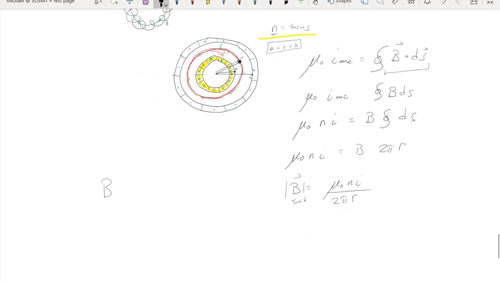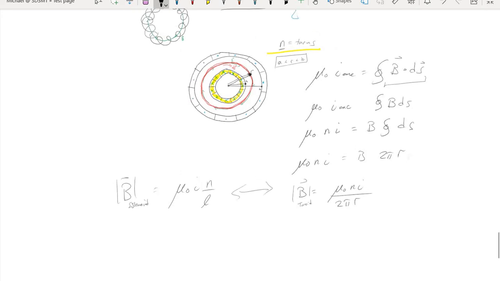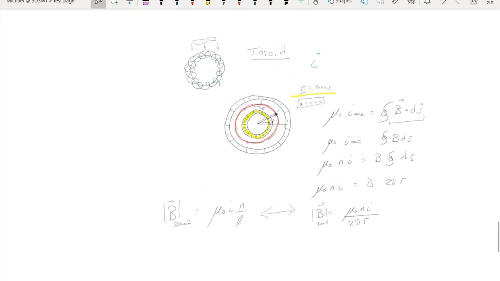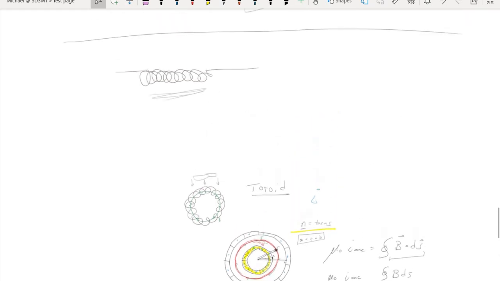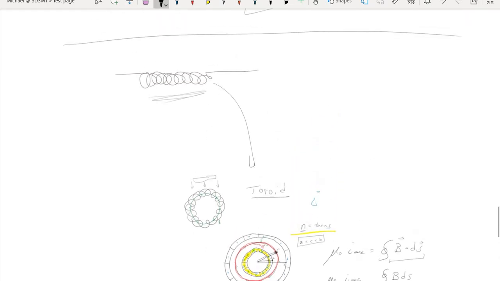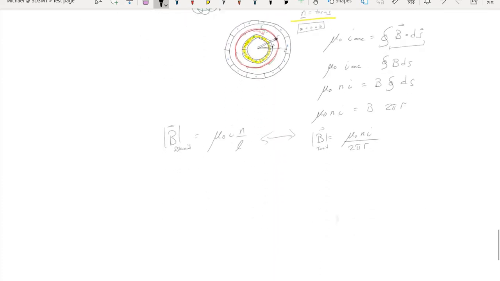If we compare that to the magnetic field that was produced by the solenoid, that was the expression for the solenoid. Well, how is that really any different from what we have here for the toroid? Especially if we made the toroid from the same solenoid. Is there really any difference between these two expressions?